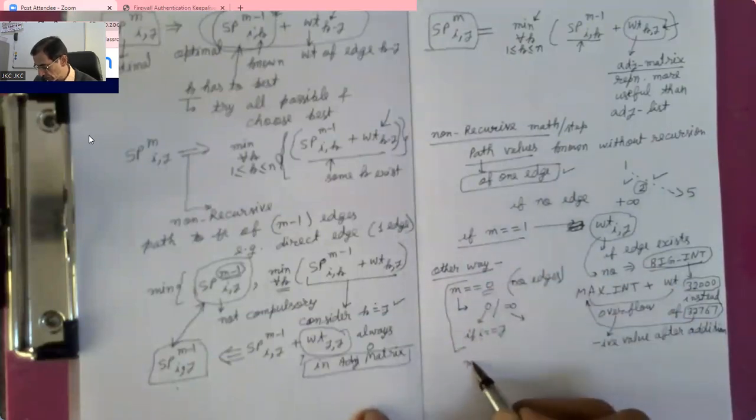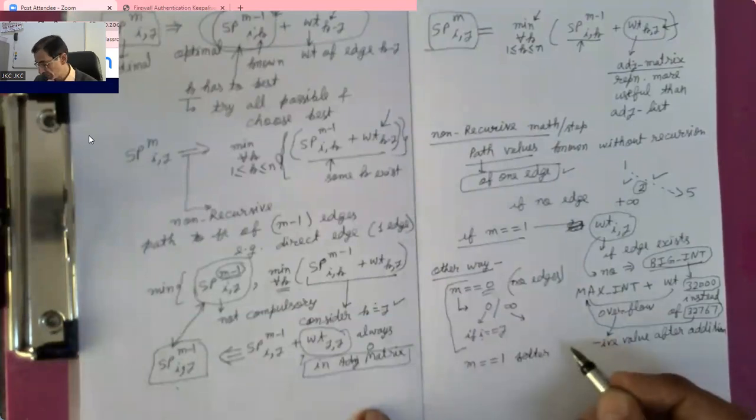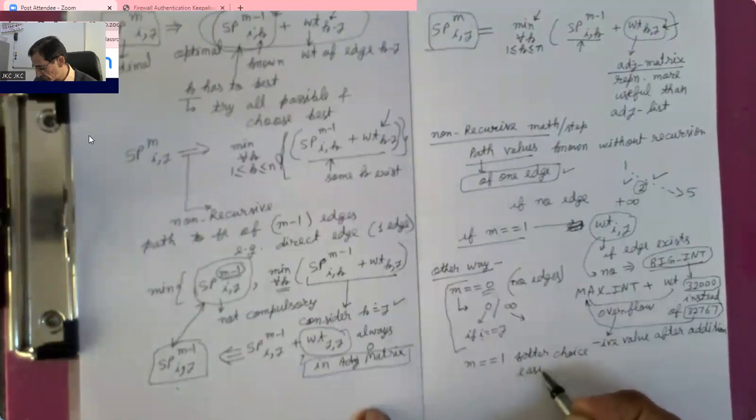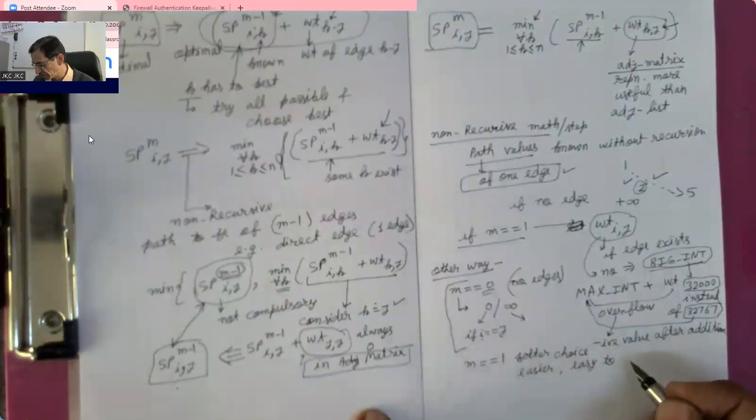So m equal to 1 will be a better choice as the non-recursive case, because through this lesser recursion will be needed, and it is easy to understand also. I can easily say m equal to 1 means one edge path. One edge path means effectively if the edge exists, the path exists, otherwise it doesn't exist. So I can easily implement and use that also. Having said that, effectively the characterization is done. Then I have to write the recursive definition.